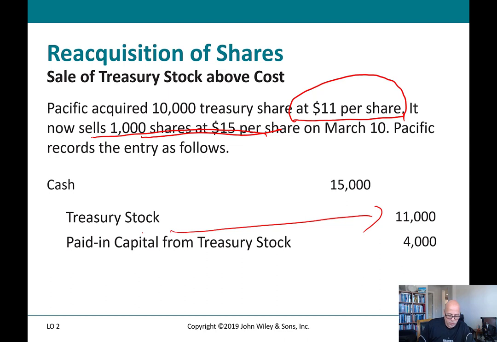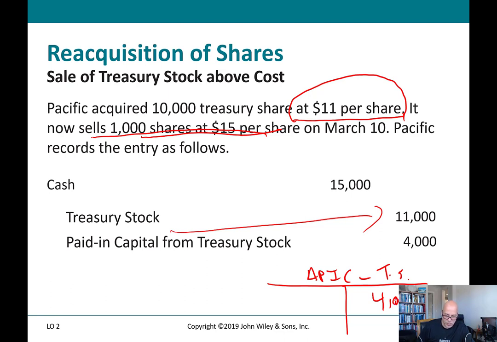Now, the way I like to do these problems when you're looking at the practice midterm and stuff, I could give you all in one problem, hey, they bought it for 11, they sold it for 15. Then I might have a situation where they sell some more at a different price. And then I'm going to ask you at the end, what's the amount in the APIC, TS is treasury stock, right? Is 4,000.